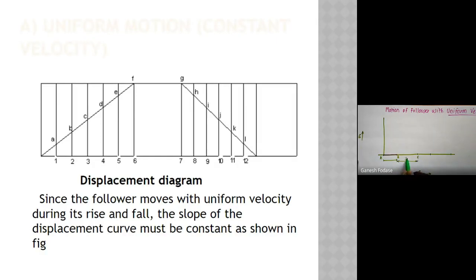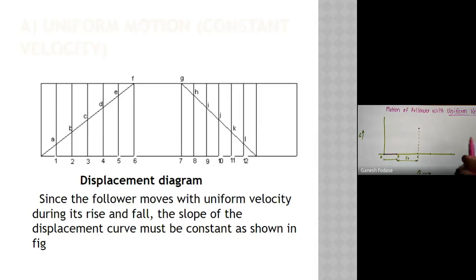That angle is denoted by theta O. Angle turned by follower during outstroke, that is theta O. So from B to C, or during theta O, the follower rises to some height. So this is your follower displacement. So it started from 0 to this displacement. So the curve is like this.